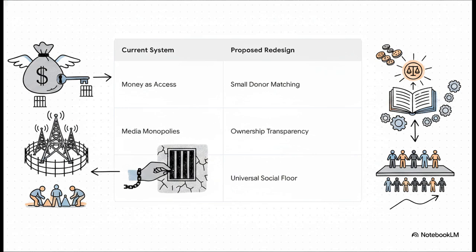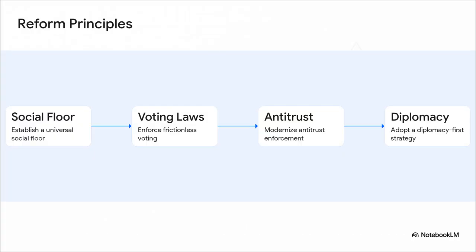You have to replace money as access with small donor matching. You absolutely must counter media monopolies with strict ownership transparency. And you have to replace any reliance on carceral labor with a universal social floor. The research wraps up with these highly actionable principles: open metrics, anti-monopoly enforcement, automatic voter registration, and a diplomacy-first strategy. These aren't just pie-in-the-sky ideals, guys. They are the required mechanical gears necessary for structural accountability. Without them, you don't have a working machine. You just have the illusion of one.